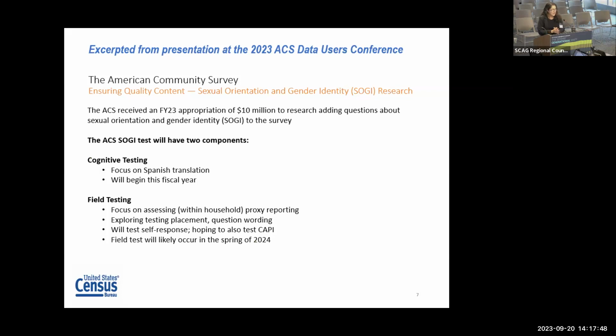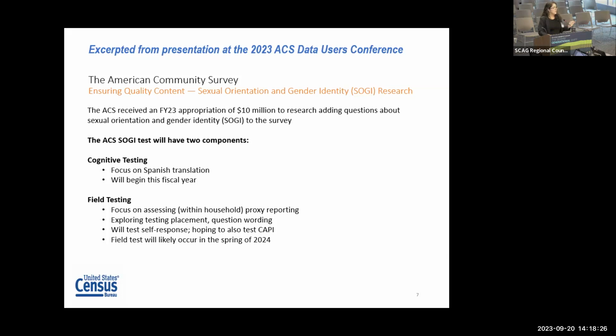One interesting thing that has come up, and I should mention that that last slide and the one that I'm showing now are excerpted from a presentation the Census Bureau did at the American Community Survey Data Users Conference earlier this year. There is a new question. There's been a lot of interest in getting more information on sexual orientation and gender identity. But again, in order to get a question onto the ACS, the Census Bureau needs a request from a federal agency. They received that request from the Department of Justice recently. And so they are planning to do cognitive testing and field testing on sexual orientation and gender identity questions.